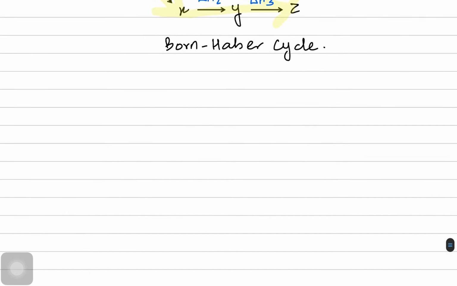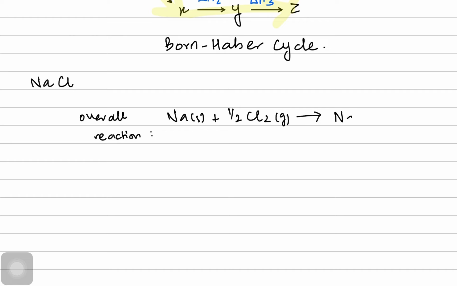So imagine you have to make sodium chloride, which is an ionic compound. The overall reaction has to be solid sodium reacts with half mole chlorine gas to make sodium chloride in the solid state. Solid sodium is the element and chlorine is the element because you need one atom of chlorine, right? You don't need two atoms. And then you finally get sodium chloride in the solid state. This is the enthalpy of formation for sodium chloride.